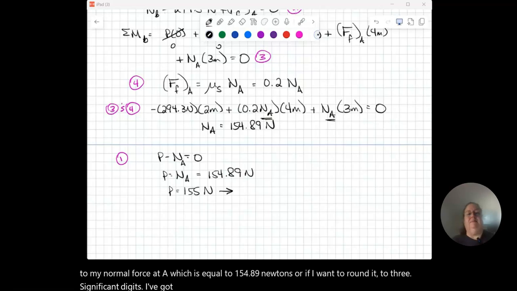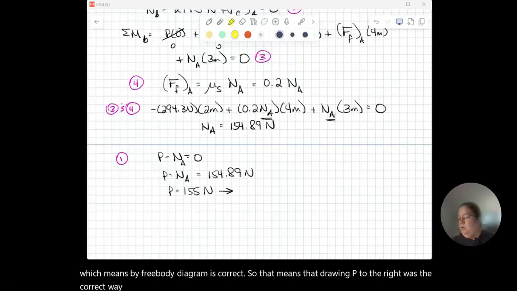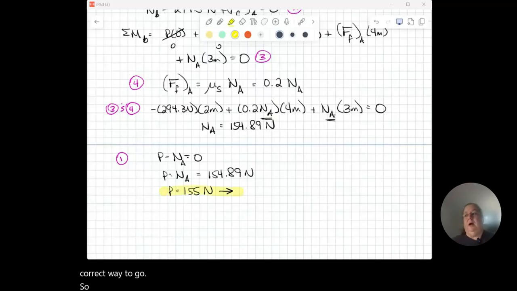And that is acting to the right. It comes out to be positive, which means my free body diagram is correct. So that means that drawing P to the right was the correct way to go. So right here, I have solved our problem. Okay, it wanted me to know what is the minimum force of P to keep the rod from sliding down.